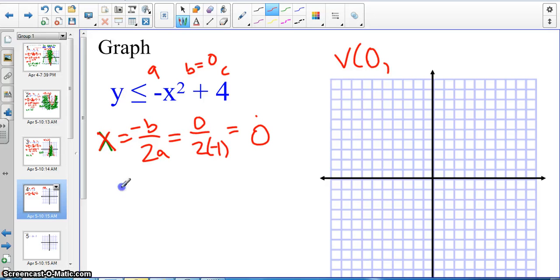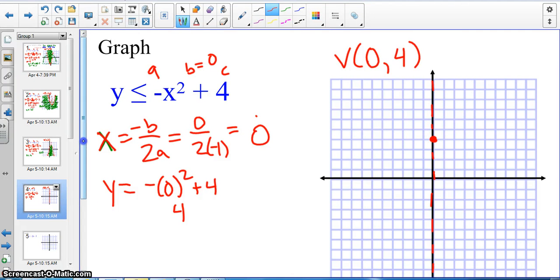Now plug 0 in to get your y of your vertex. Well, 0 squared is 0. That doesn't change anything. 0 plus 4 is 4. So now I'm going to plot my vertex, 0, 4. Draw my axis of symmetry. Well, your axis of symmetry here is your y-axis. Now, if you're thinking to plot your y-intercept next, well, you've already plotted it. It's 4. So now, where do we go from here to graph this?